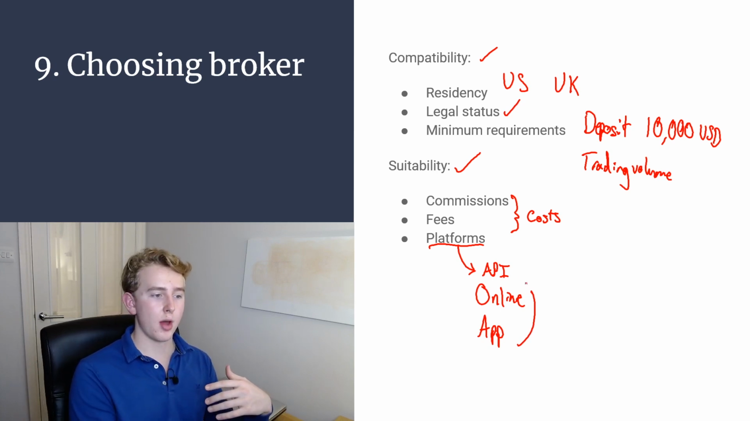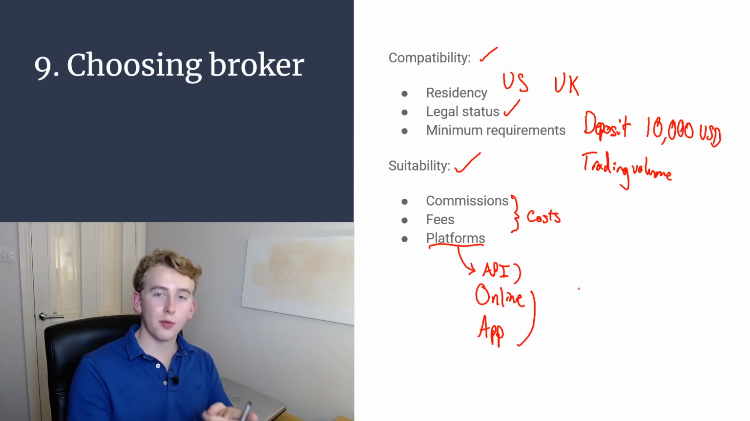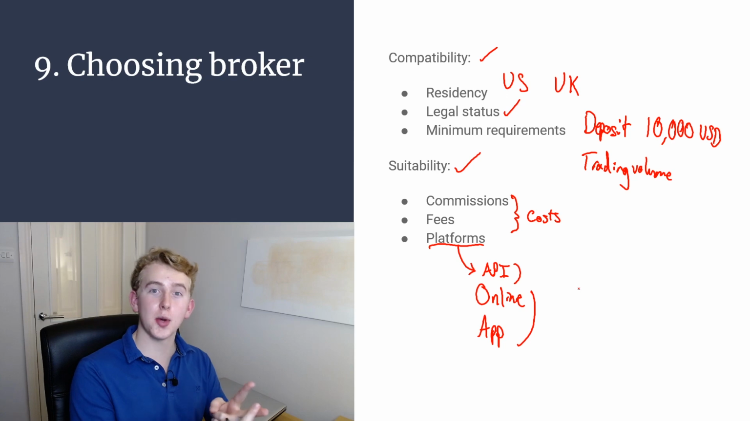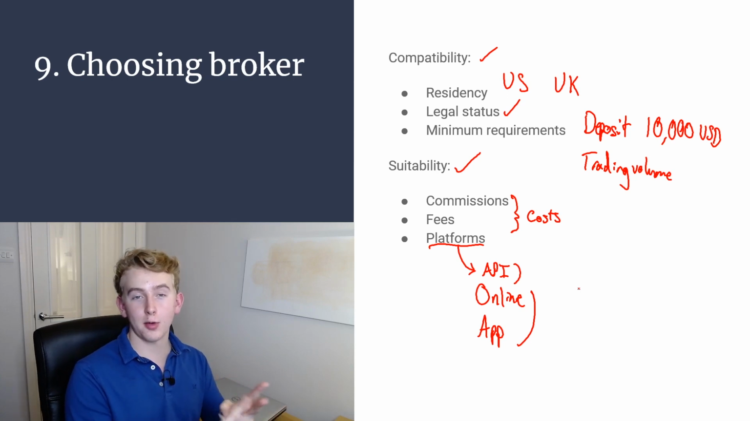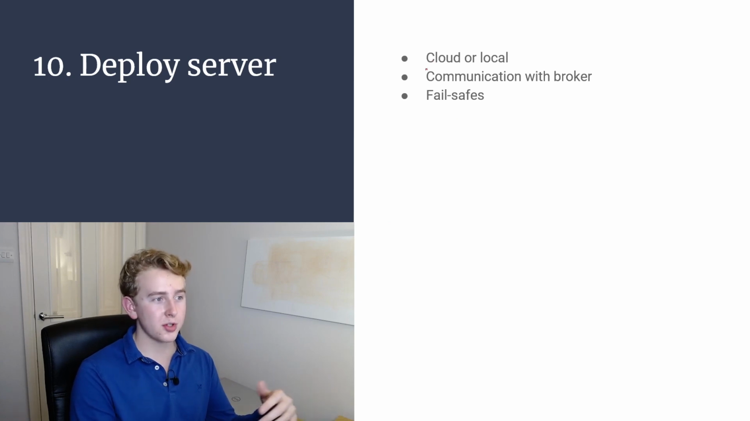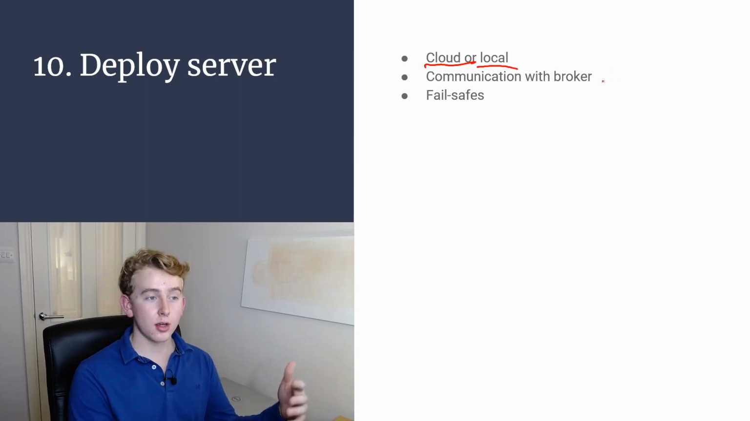systematically through an API. And so once we've got our strategy, we've researched the strategy, we're confident in it, we're confident in the data that we're giving it, and we've chosen our broker, we know how we're going to do our trades, then we're going to do the final step of deploying the actual server. With deploying the server, we have these two options, whether to do it on the cloud or locally, which will be discussed in the next episode. Then there's how we're going to communicate with the broker, so this is going to be over API.